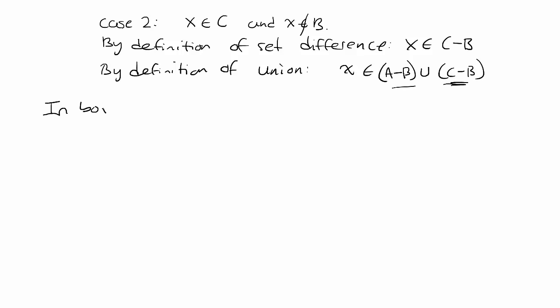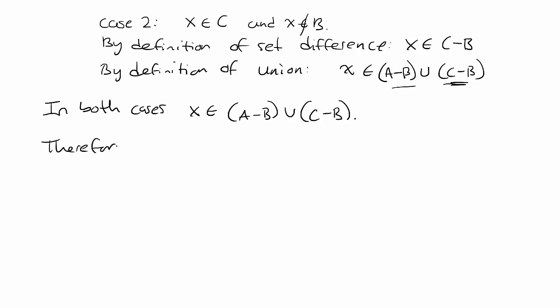So in both cases, X is an element of the set difference between A and B, union the set difference between C and B. Therefore, A union C, the set difference of that with B, is a subset of the difference between A and B union the difference between C and B. So that finishes up part 2.